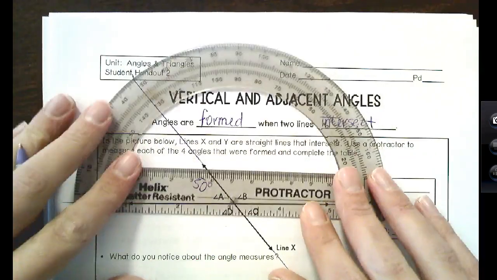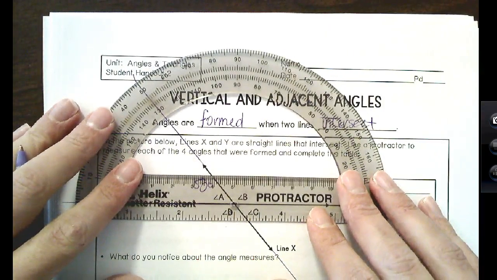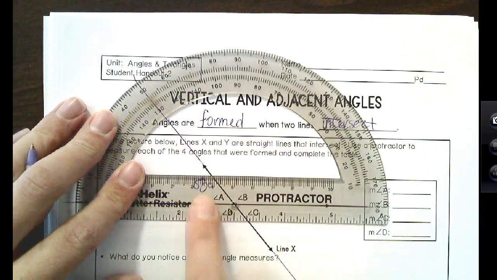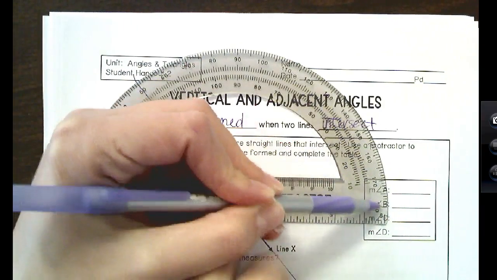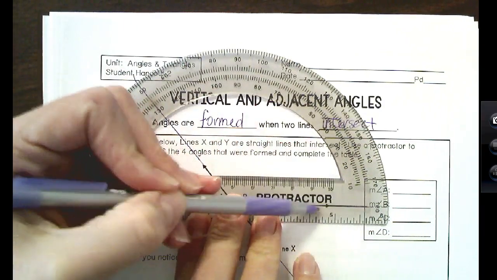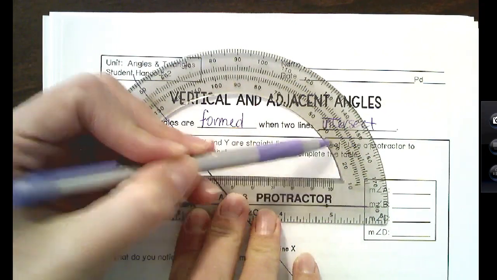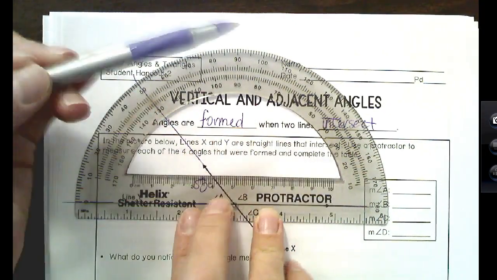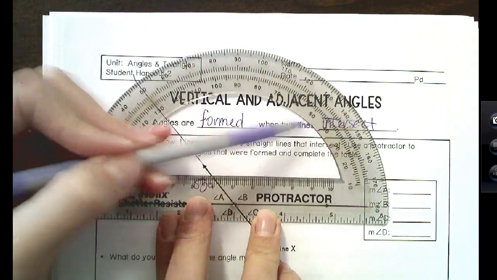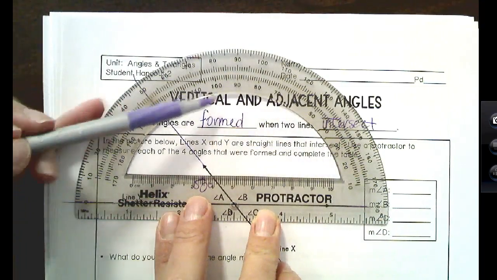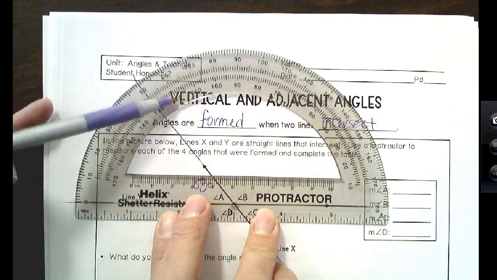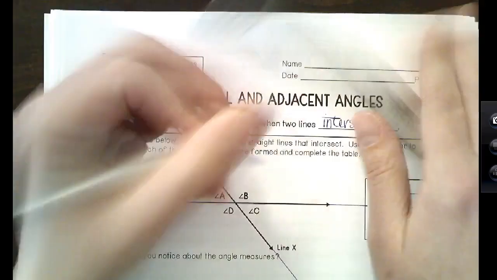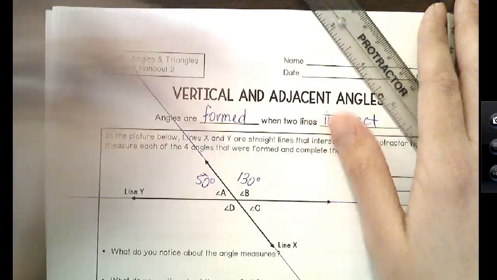And then when we go to do angle B, again, we're going to line that up at the center. Make sure that line is lined up. But this time from angle B, we're actually going to start from the right-hand side here. And since we're starting from the right, we're going to use these inner numbers here. So angle B is 10, 20, 30, 40, 50, 60, 70, 80, 90, 100, 110, 120, 130 degrees. So that's 130 degrees.